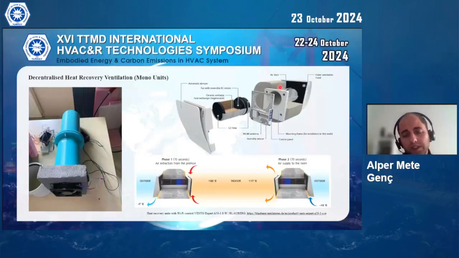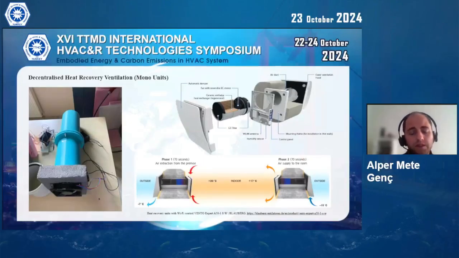You can mount this device using this channel on the wall or the window. Fans in here, there is one fan or two fans, filters, and the heat exchanger in here are critical components of this device. Heat exchangers are the most important elements, as you know, that greatly affect the efficiency and energy saving of all ventilation systems together with mono units.